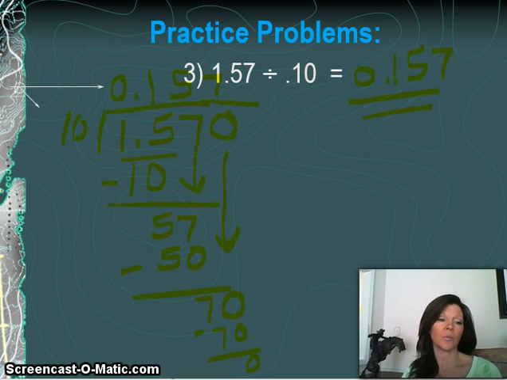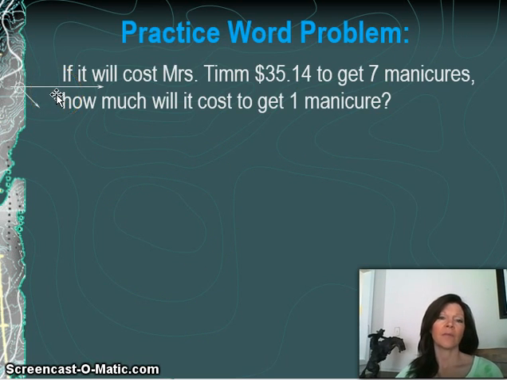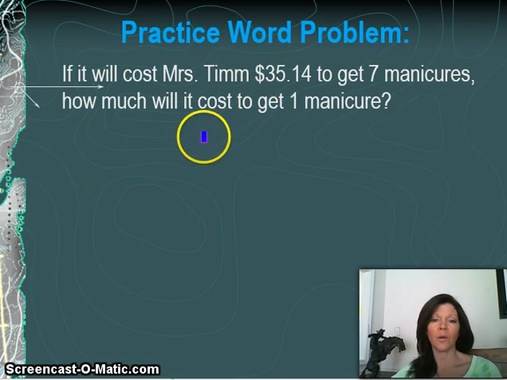All right, let's look at your word problem. If it will cost Mrs. Tim $35.14 to get 7 manicures, how much will it cost to get 1 manicure? Remember that you're working on division. So take a minute, set up this division problem, see what you get, pause the video, then when you restart it, I'll do it with you. All right, let's look at this together. So Mrs. Tim, while she's off taking care of her baby, has decided that she needs some manicures.